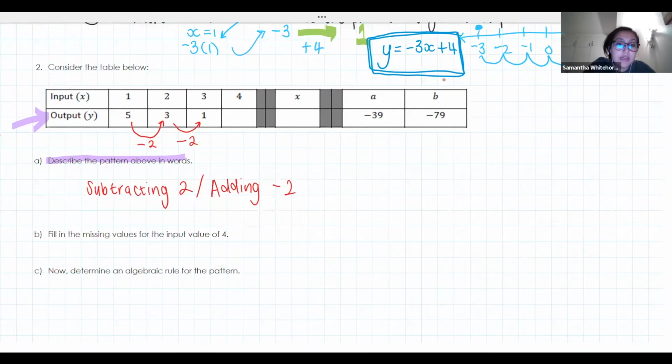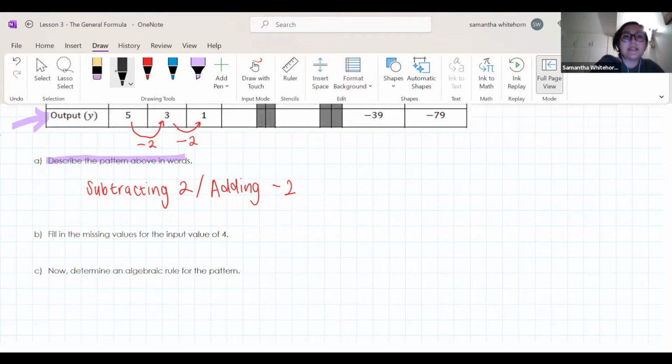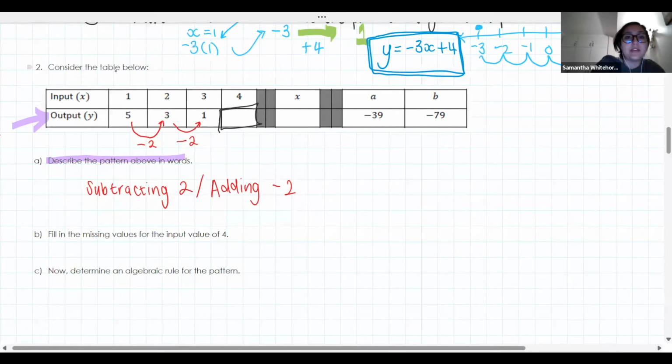Okay, so the next question, hopefully nice and easy, it says fill in the missing value for an input of 4. So basically I want to know what this value is here in the block. So have a think, tell me what you think your output is when your input is 4. So carry on that pattern.